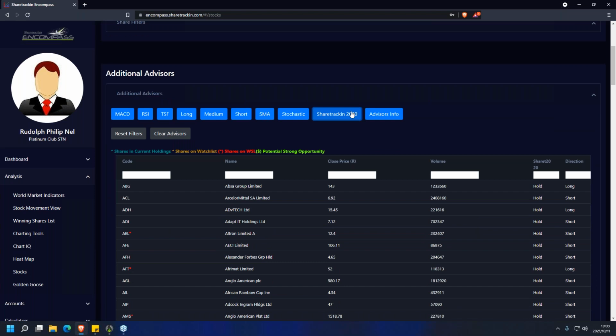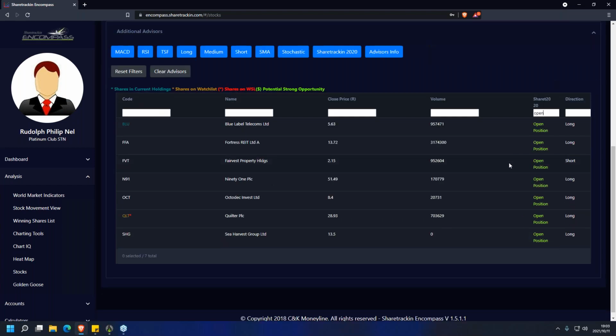You'll see that once we clicked on the Sharetrackin 2020, it gave us 2 extra columns. It gives me the Sharetrackin 2020 column and also the direction. On the Sharetrackin 2020 column, the only filter you're really going to use is typing in the word open, and it'll give you all the open positions. So it shortens that list drastically down to, let's say, 10. Sometimes you can even find 20 on this list, depending on which shares went up or down for the day.